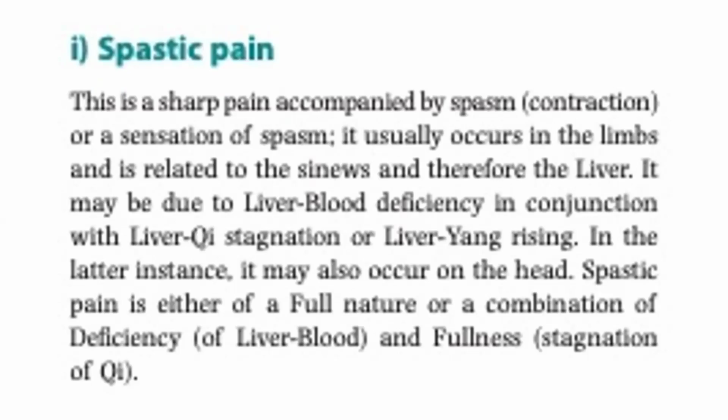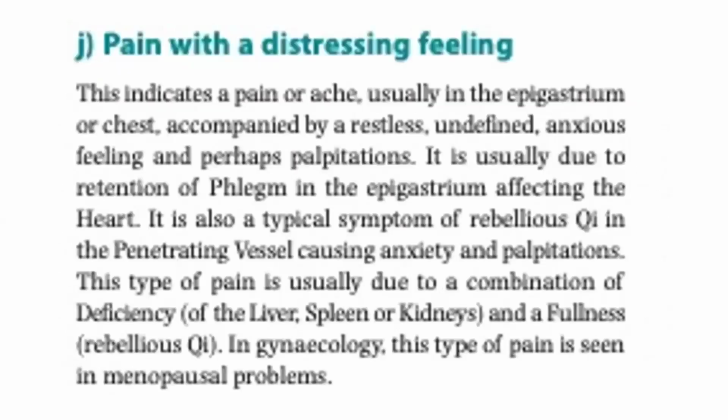of qi. Next is pain with a distressing feeling. This indicates a pain or ache usually in the epigastrium or chest, accompanied by a restless, undefined, anxious feeling and perhaps palpitations. It is usually due to retention of phlegm in the epigastrium affecting the heart.